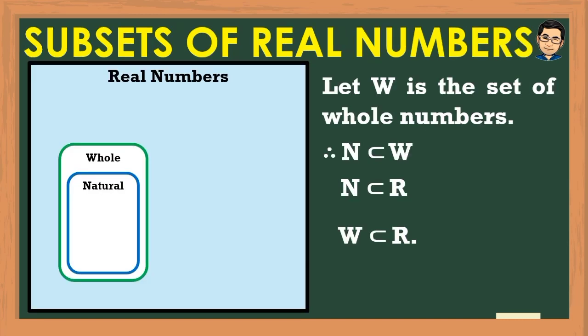Next subset, okay, yung whole number. Okay, so let W is the set of whole numbers. So, therefore, the natural numbers are subsets of whole numbers. And then, yung natural numbers nga, subset din ng real numbers. Then, the whole numbers are subsets of real numbers. Okay?